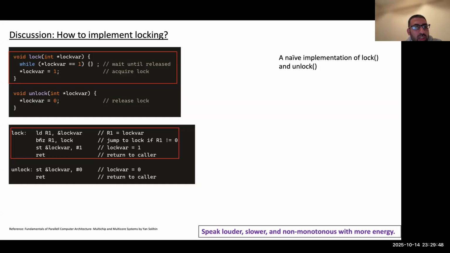You have taken the course on assembly language, right? It is a little bit different from that, but it is assembly language. Once you get out of the loop, you are doing what? You are setting the value of lock var equal to 1 and then returning. So this is the assembly version of the lock function.